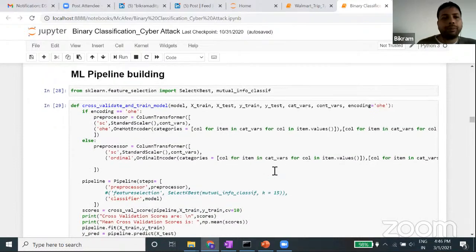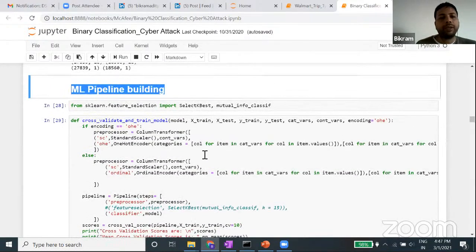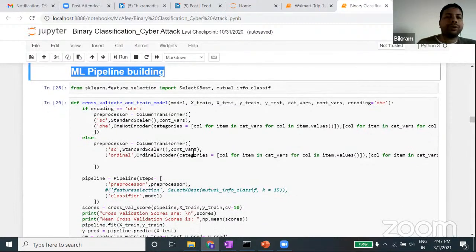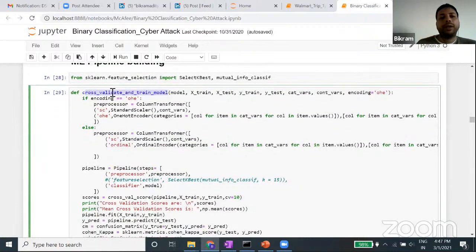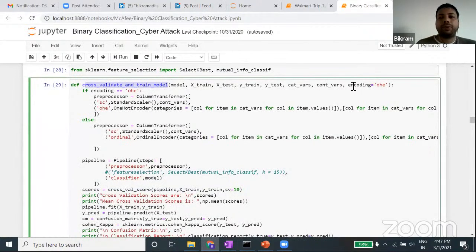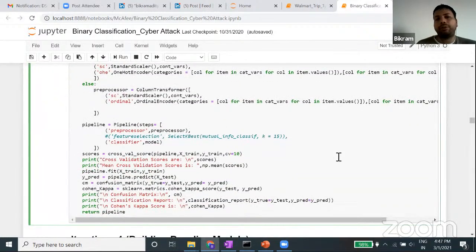Then building a machine learning pipeline. In scikit-learn, you have a very nice feature, right? So using scikit-learn, this is a function that I have defined, you see, and cross-validate and train model. And this can take care of your encoding, and all that you need to do is pass the model. So whether you want to do decision tree or you want to do logistic regression, what are your X train, X test, Y train, Y test, what are your variables, and whatever. So this is a custom function. You can design it the way you want it, but then this pipeline will actually take care of your execution.